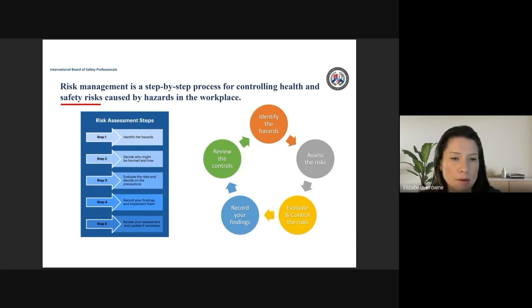So a good way to think about risk assessment is really management of risk. And risk management is a step-by-step process for controlling health and safety risks caused by hazards in the workplace. I like to look at risk management as a continuous improvement process. There is no starting point really, and there is no finish line. You can start with identifying the hazards, but we'll always come back to it and restart. So we'll identify the hazards, assess the risk, evaluate and control the risk, record the findings, and review the controls. A very healthy safety and health management system will be constantly reevaluating these hazards, reassessing the risk, reevaluating and controlling the risk, recording the findings, and reviewing the controls.